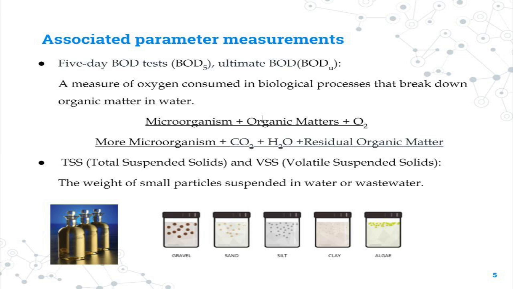So, the following are the associated parameter measurements: biochemical oxygen demand and suspended solids. BOD is the amount of oxygen used in the metabolism of biodegradable organics. It is used as an indicator of organic pollution of the water. The BOD of a water sample is determined by placing water sample or dilutions of the water sample in 300 milliliter bottles with glass stoppers, incubating at 20 degrees Celsius and measuring the change in dissolved oxygen concentration with time.